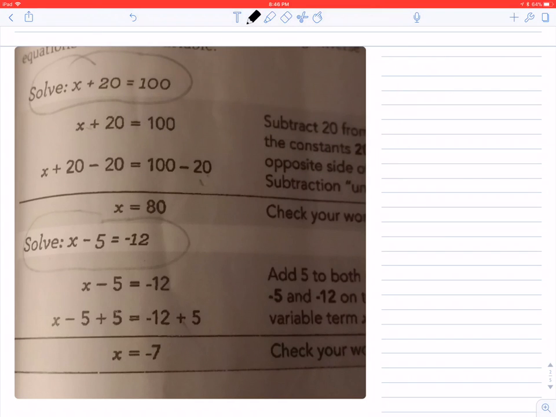Okay, so if we have x plus 20 equals 100, right? So we're saying some unknown plus 20 equals 100. Now, something like this, what I would do, you're just trying to isolate the variable, right? You're trying to get the variable by itself. The variable in this case is x. So we want to get it by itself. Once we isolate it, then we'll have our solution.